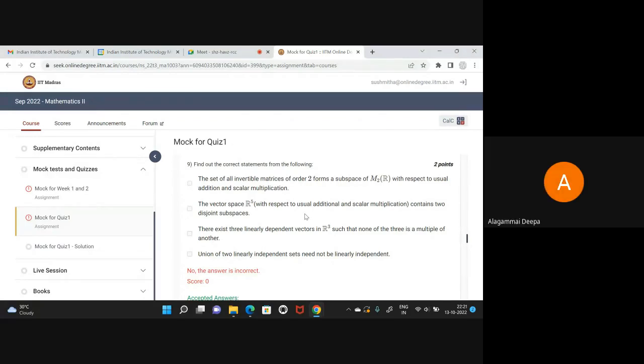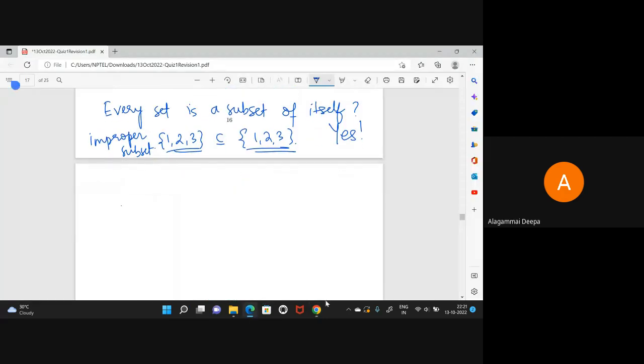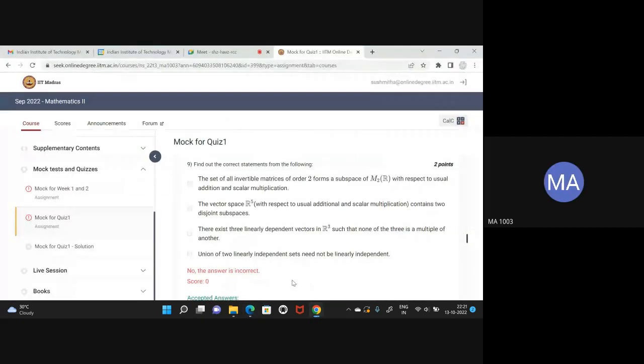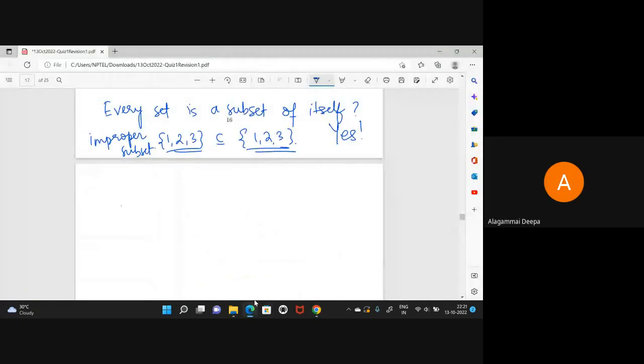Ma'am, can you please explain this one? The union of two linearly independent sets need not be linearly independent. Okay, is this a linearly independent set in R2? Yes, ma'am. How will you check it is linearly independent? Determinant is not equal to 0. Is this a linearly independent set in R2?